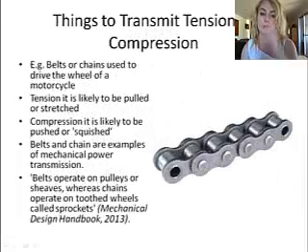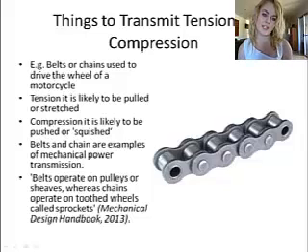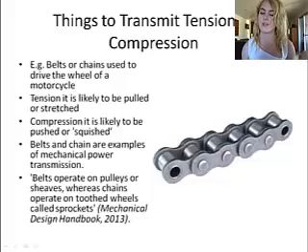Now, another one of Reuleaux's mechanical elements is things that transmit tension or compression, such as belts or chains used to drive the wheel of a motorcycle. Tension and compression are terms used to describe how forces are acting. For example, if an object is subject to tension, it is likely to be pulled or stretched, whereas if the object is subject to compression, it is being pushed or squished.